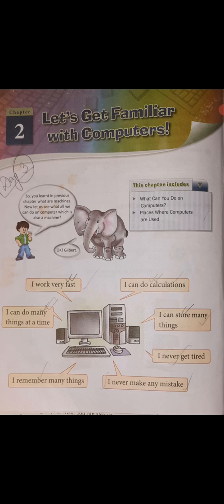And what are the 2 points that a computer never does? A computer never gets tired. As it is a machine, it can do so many things, but it never gets tired. And the second point, I never make any mistake. It can do so many things, but it never makes any mistake. So a computer never gets tired and a computer never makes any mistakes.